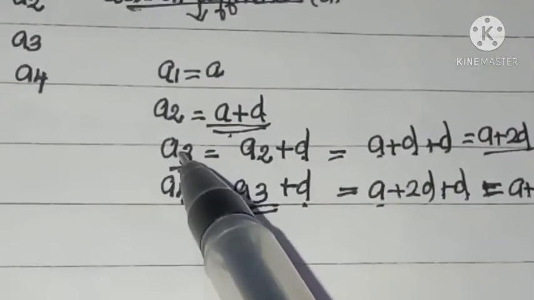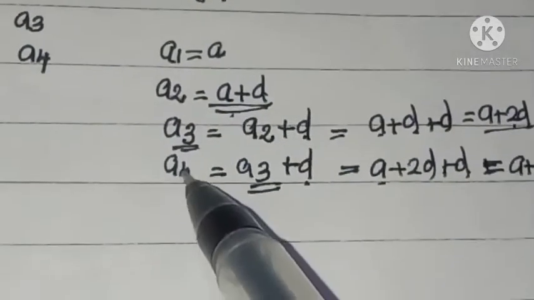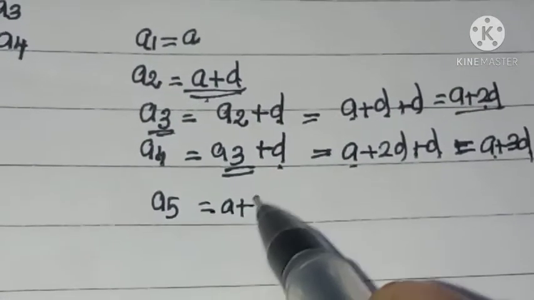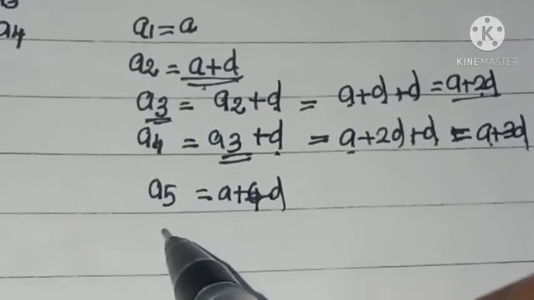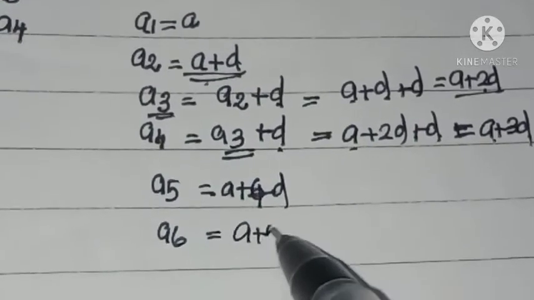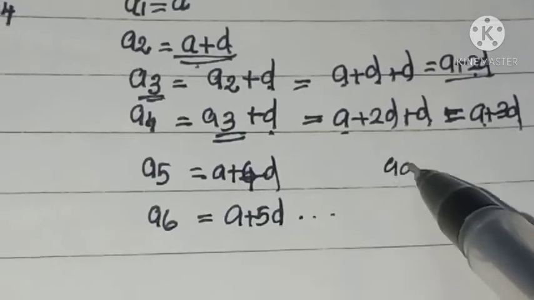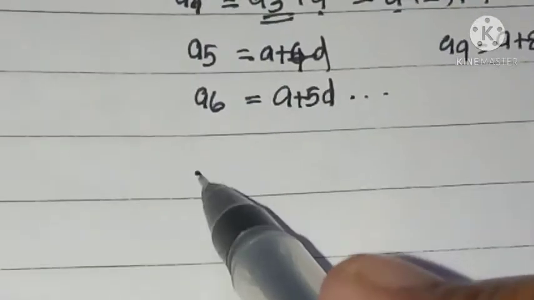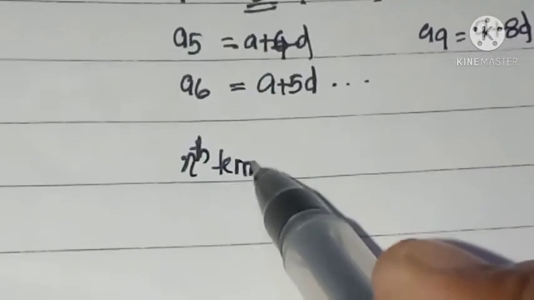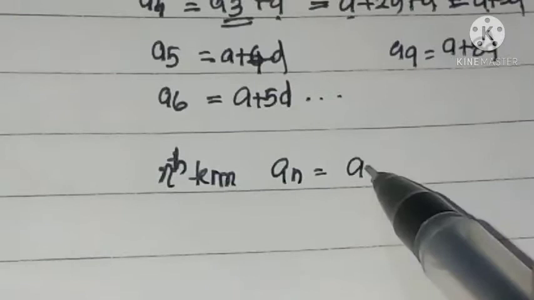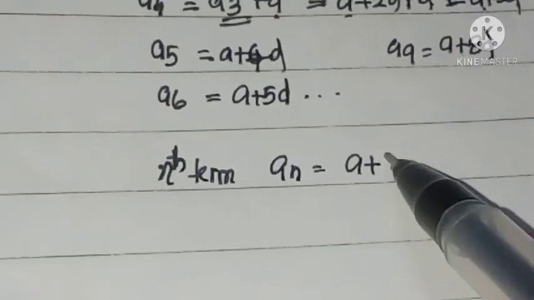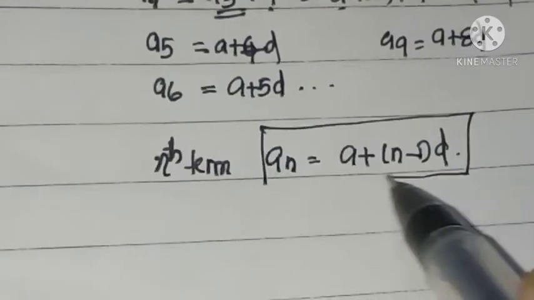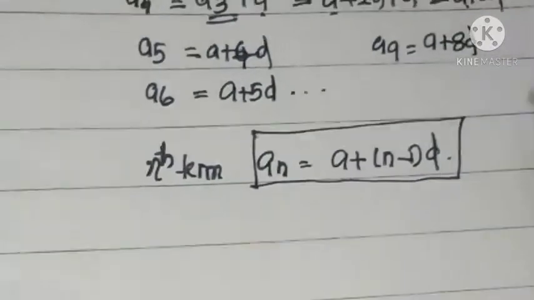So look here: a3 is a plus 2d, a4 is a plus 3d. So what is a5? a5 is a plus 4d. What is a6? a plus 5d. What is a9? a plus 8d. So if we generalize these terms, we get the last term, or nth term, an, as a plus n minus 1 into d. This is the formula to find the nth term or last term of an AP.